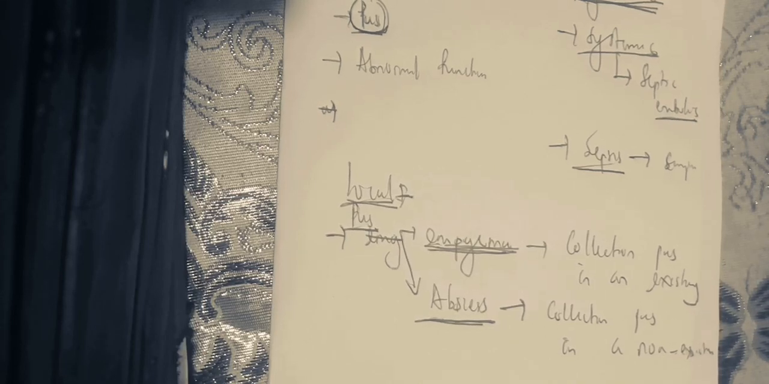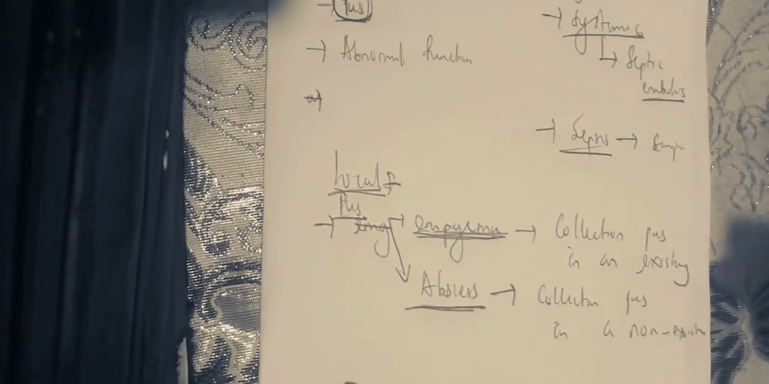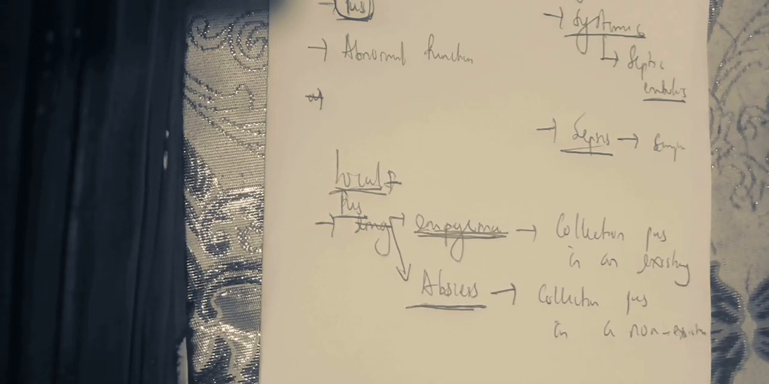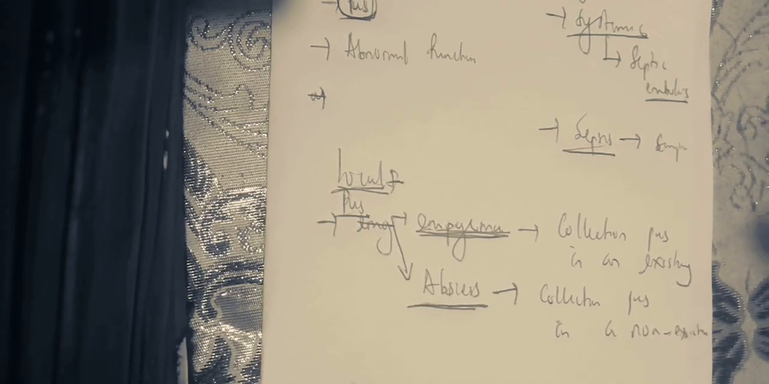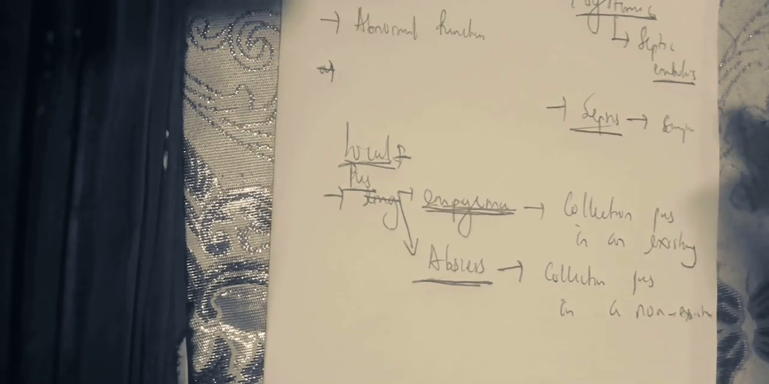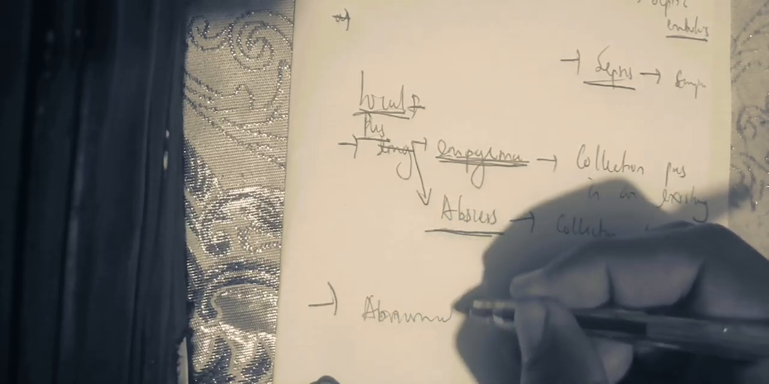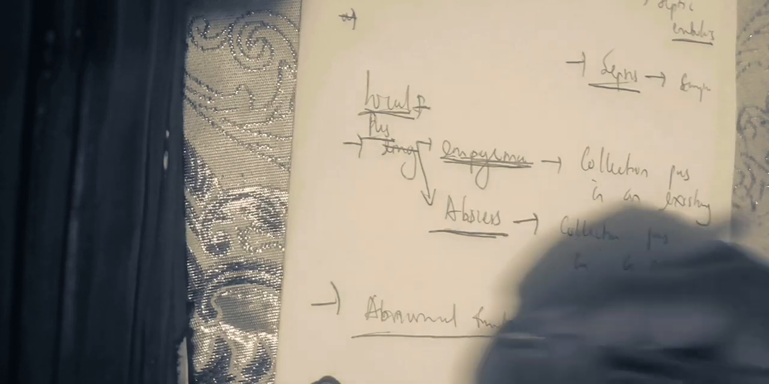So generally, infection is going to result in pus collection, and the pus can collect either inside an existing space or in a non-existing space. If it's inside a space, it's going to result in an empyema. If it's in a non-existing space, it's going to result in an abscess. Now, the other local complication is going to be abnormal function.